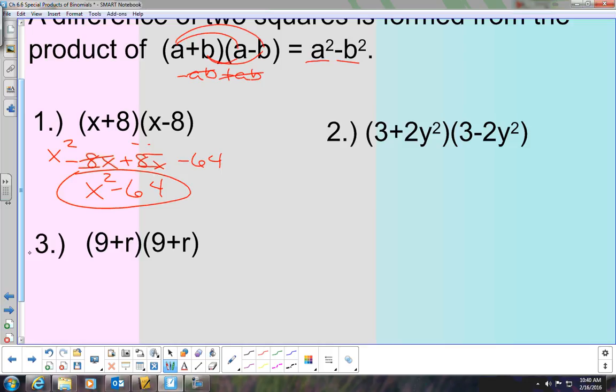So number 2, I want you to do it the shorthand way. Do the shortcut. I'm going to pause so you can do that at home as well.